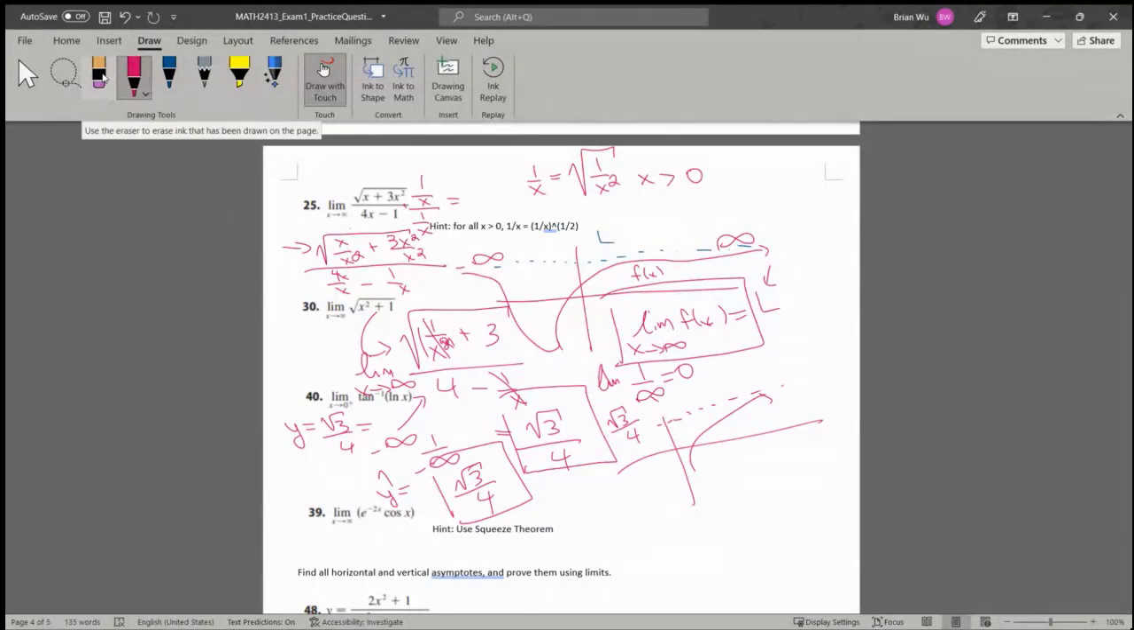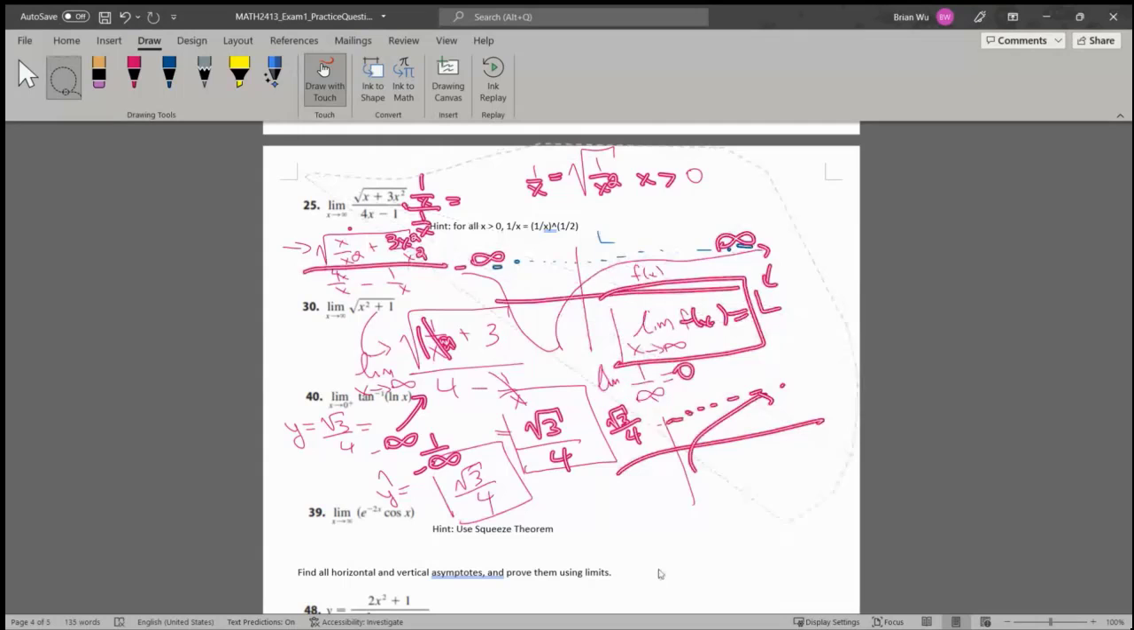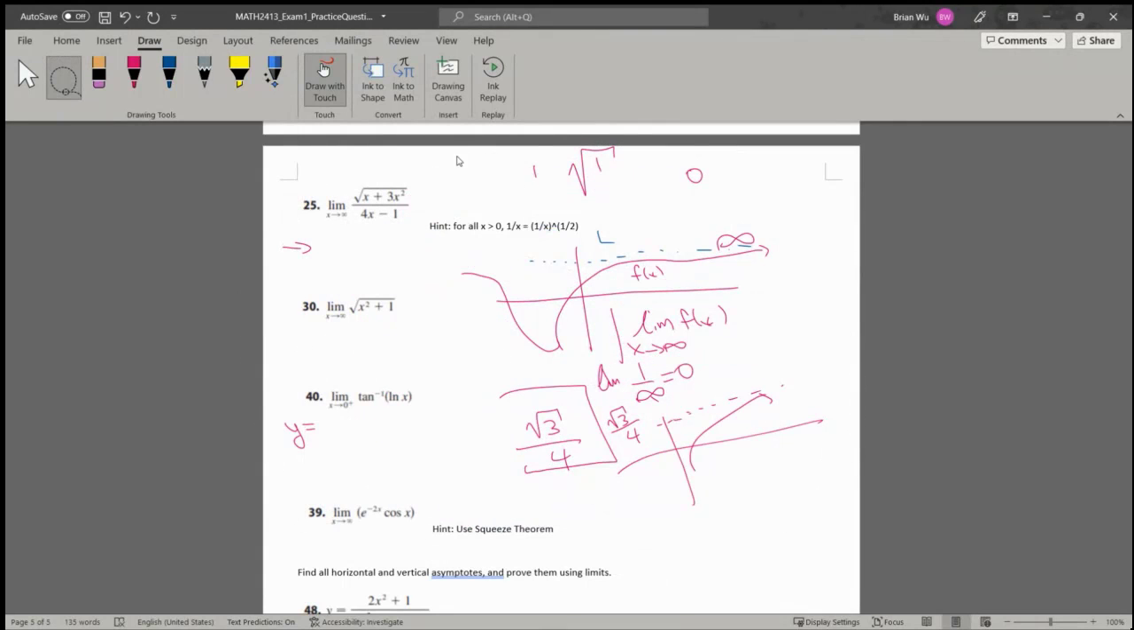So if we try it with the other problems, we'll see that we can't really use the reciprocal method, I don't think. Oop, didn't catch them all. So for number 30, right?